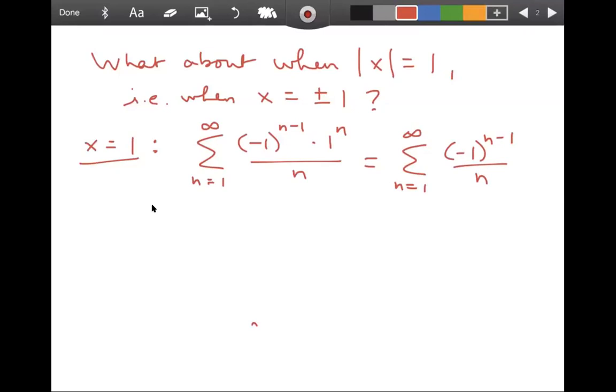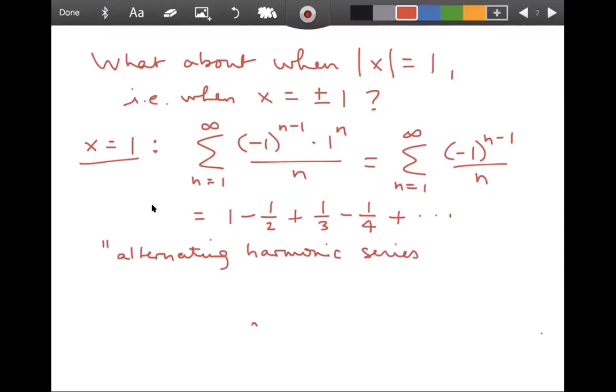If you write out the first few terms of this series, you get 1 minus 1/2 plus 1/3 minus 1/4, et cetera, et cetera. I sometimes call this series the alternating harmonic series. And this series converges. It converges conditionally. And the test that you use to determine that this series converges is the alternating series test. I will leave out the details because we've talked about those before.